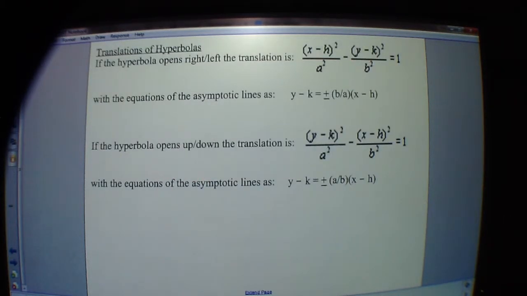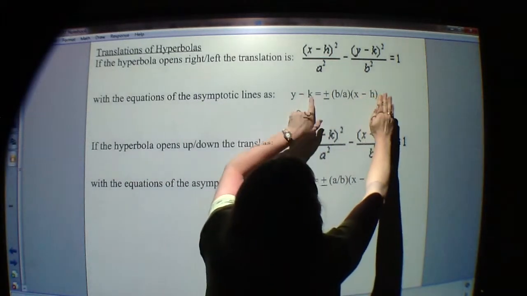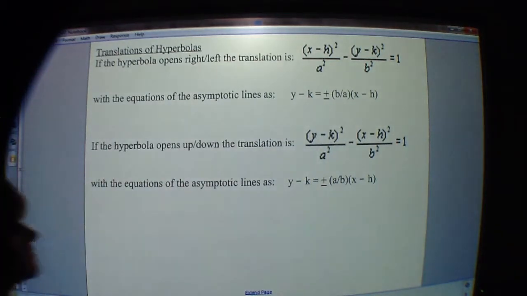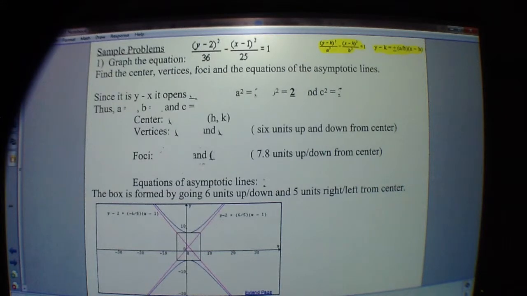Translations of hyperbolas. The same idea. (h, k) is the center now instead of (0, 0), and see how your equations changed? It's now h and k. That's the only difference. So let's try an example. I have a sample problem here: (y minus 2) quantity squared over 36 minus (x minus 1) quantity squared over 25 is equal to 1. That format has to open with the y squared being first. It opens up and down.